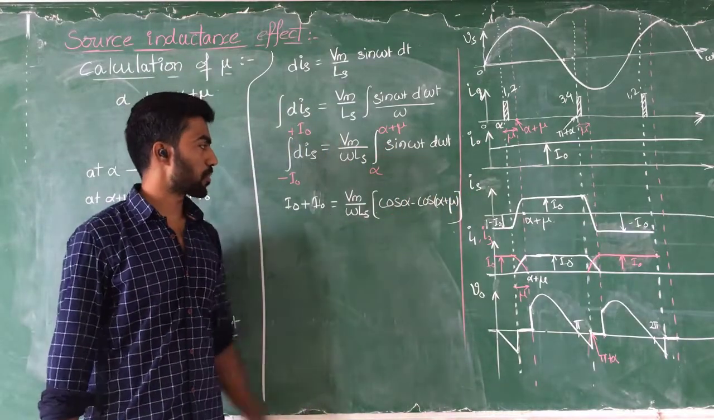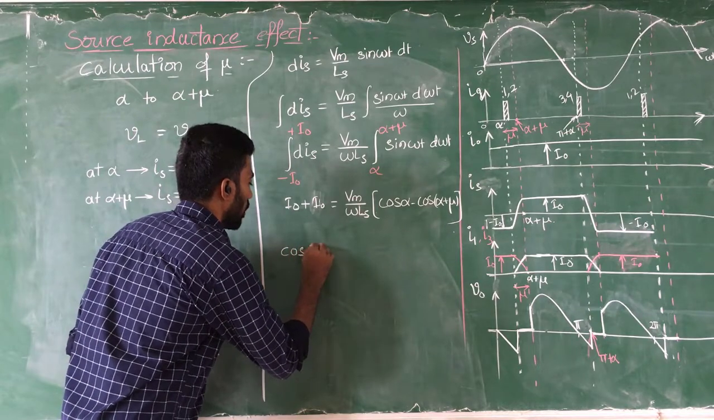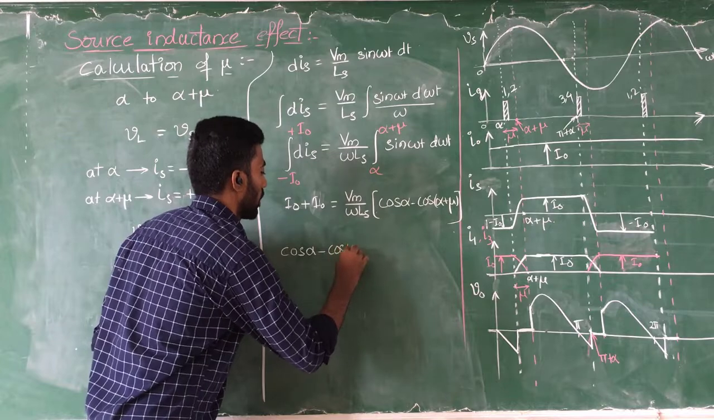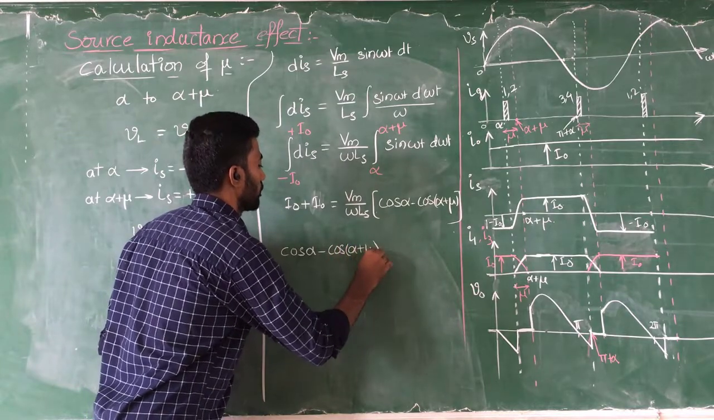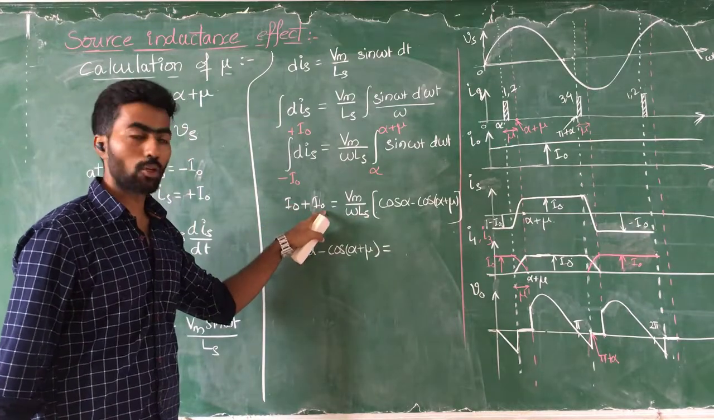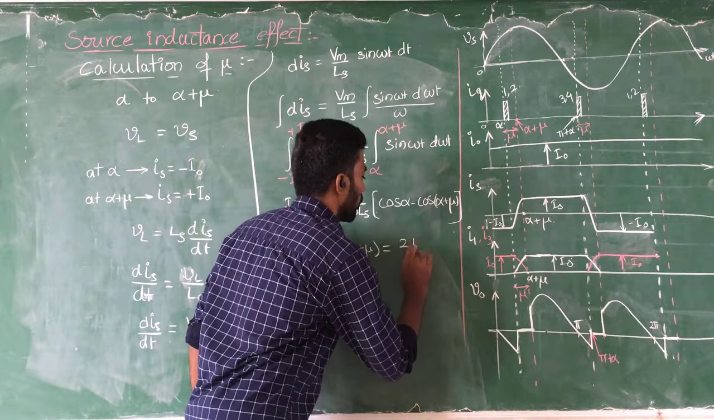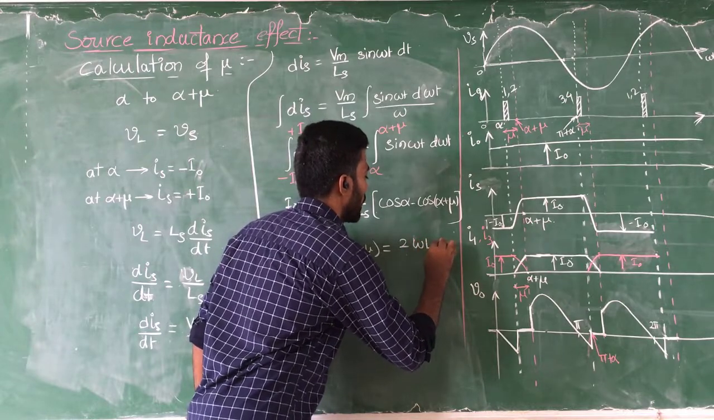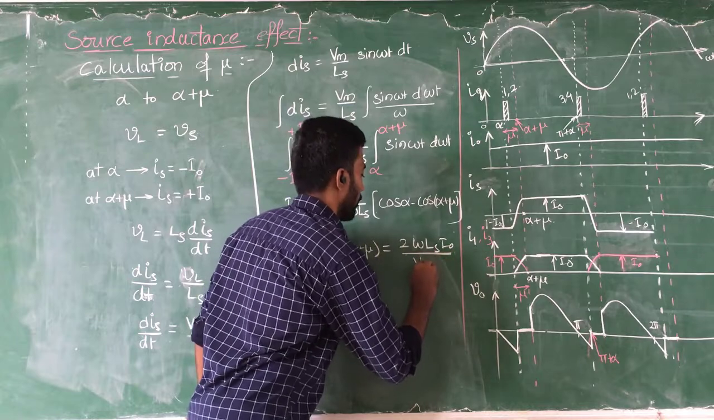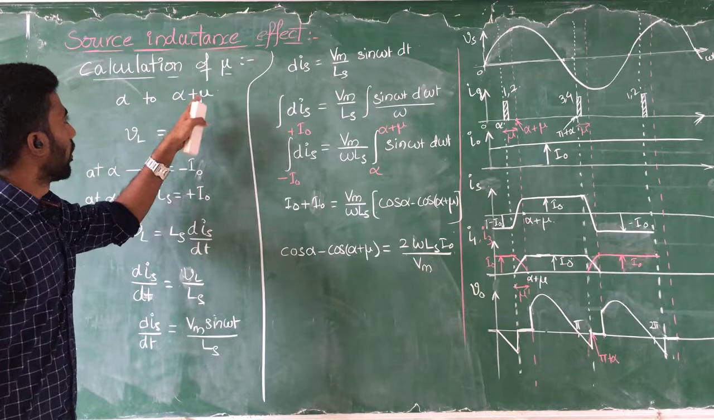Okay. So from this expression, what can we write? Cos alpha minus cos alpha plus mu is equal to (omega Ls I naught plus I naught), which is 2 omega Ls into I naught by Vm. Clear? So we need the mu value.